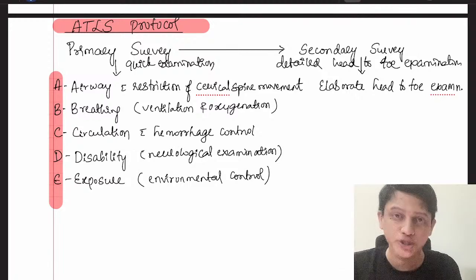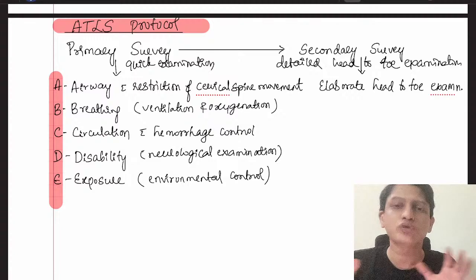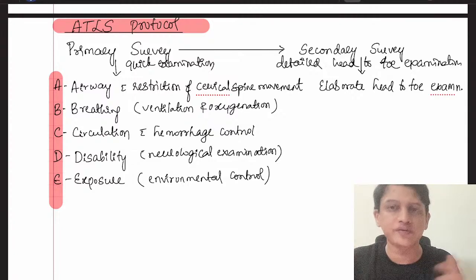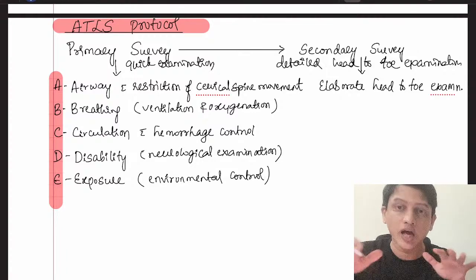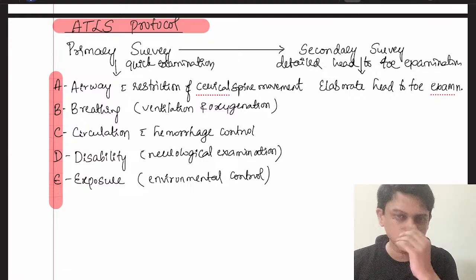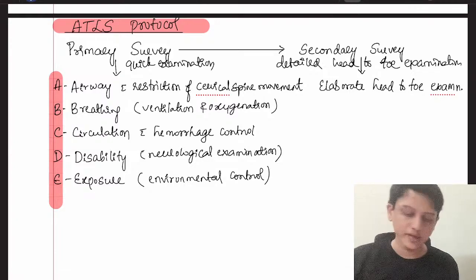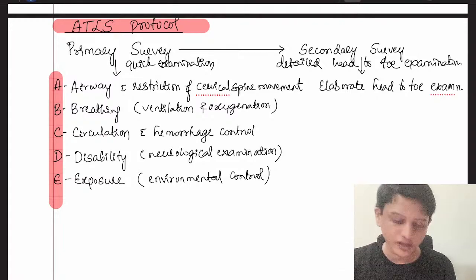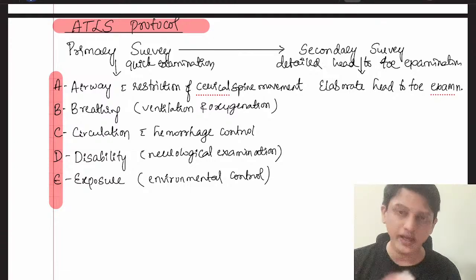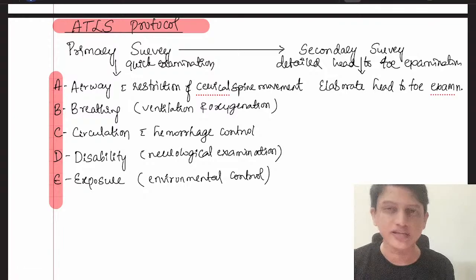E for exposure. If the patient is completely exposed and clothing everything gone, you have to warm him up. Otherwise, hypothermia will lead to death. So exposure is also very important. So this is ABCDE as per the ATLS protocol included in the primary survey. Hope it's clear what all the components of ABCDE or primary survey are. Then we'll do a detailed, elaborate head to toe examination in the secondary survey.